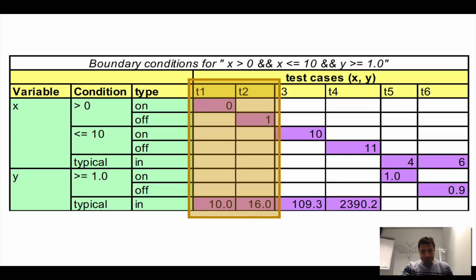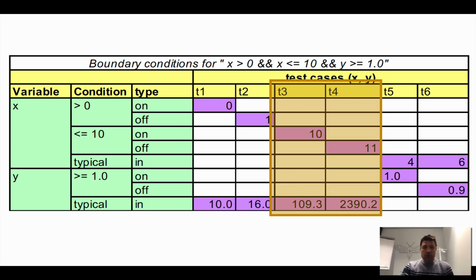So for example, for the first one, test 1 would be the on point for x greater than 0. The on point is 0, right? The number on the boundary. And 0 makes the condition false. So the off point is the first one that makes the condition true, which is 1. So I have my values for x. Now I need values for y. I just picked any random in point. So 10 and 16. So 10 and 16 are in points because they all make y's condition true. I just tested the first condition.